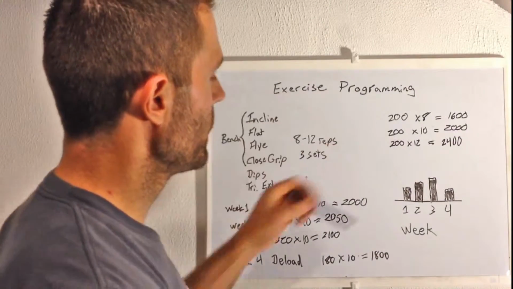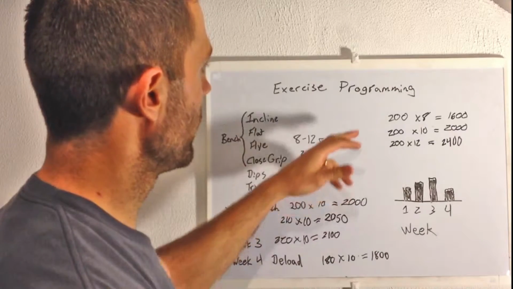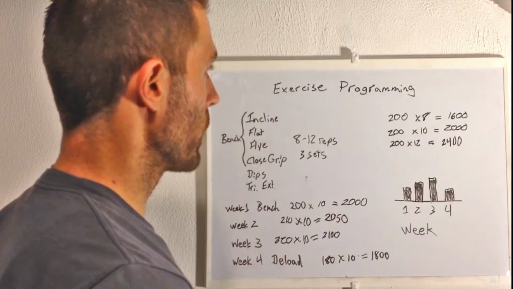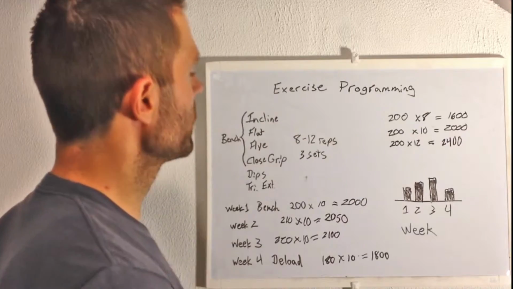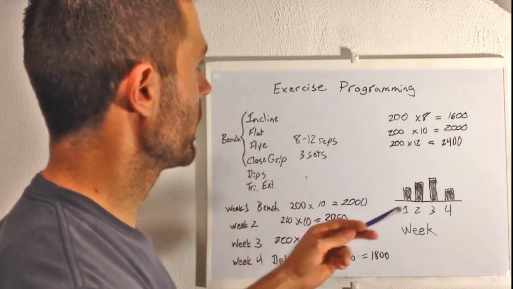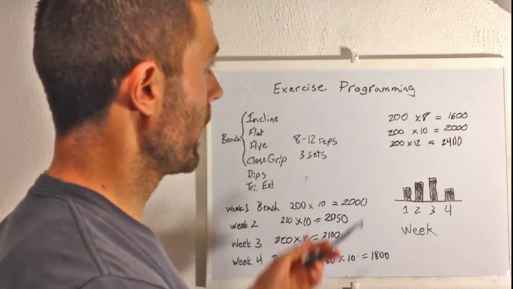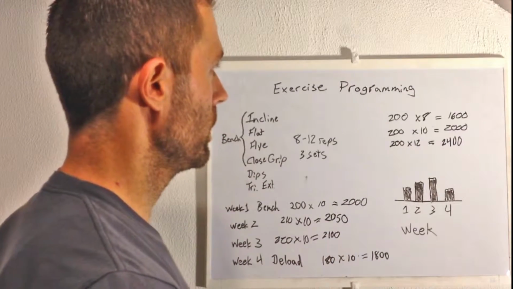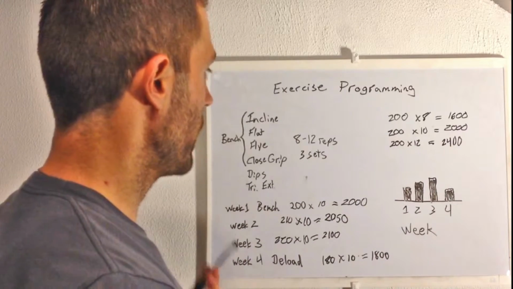This is more of a bodybuilding type or hypertrophy program, and it actually has the reps going up from 8 to 12 and the weight staying the same. So you can see 200 pounds for 8 reps, 200 pounds for 10 reps, 200 pounds for 12, and you can see that the volume actually went up. So either way, the volume's going up.